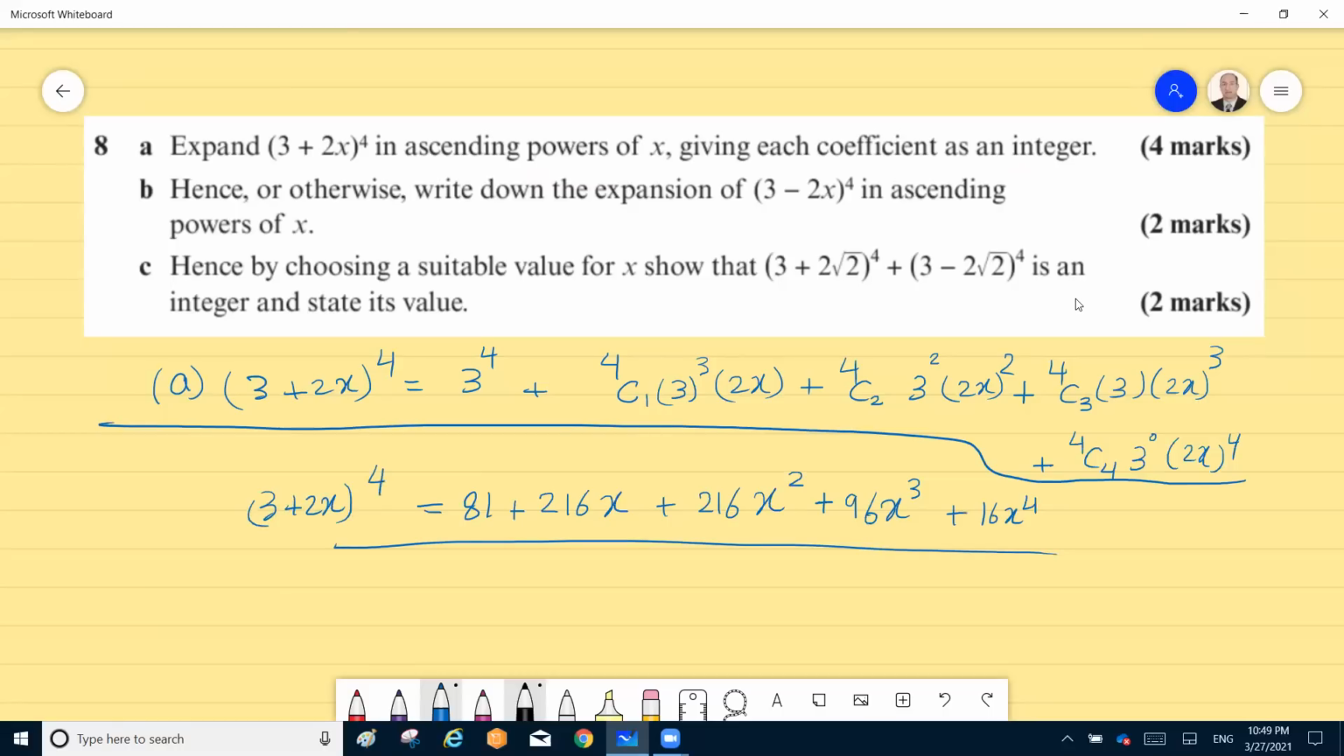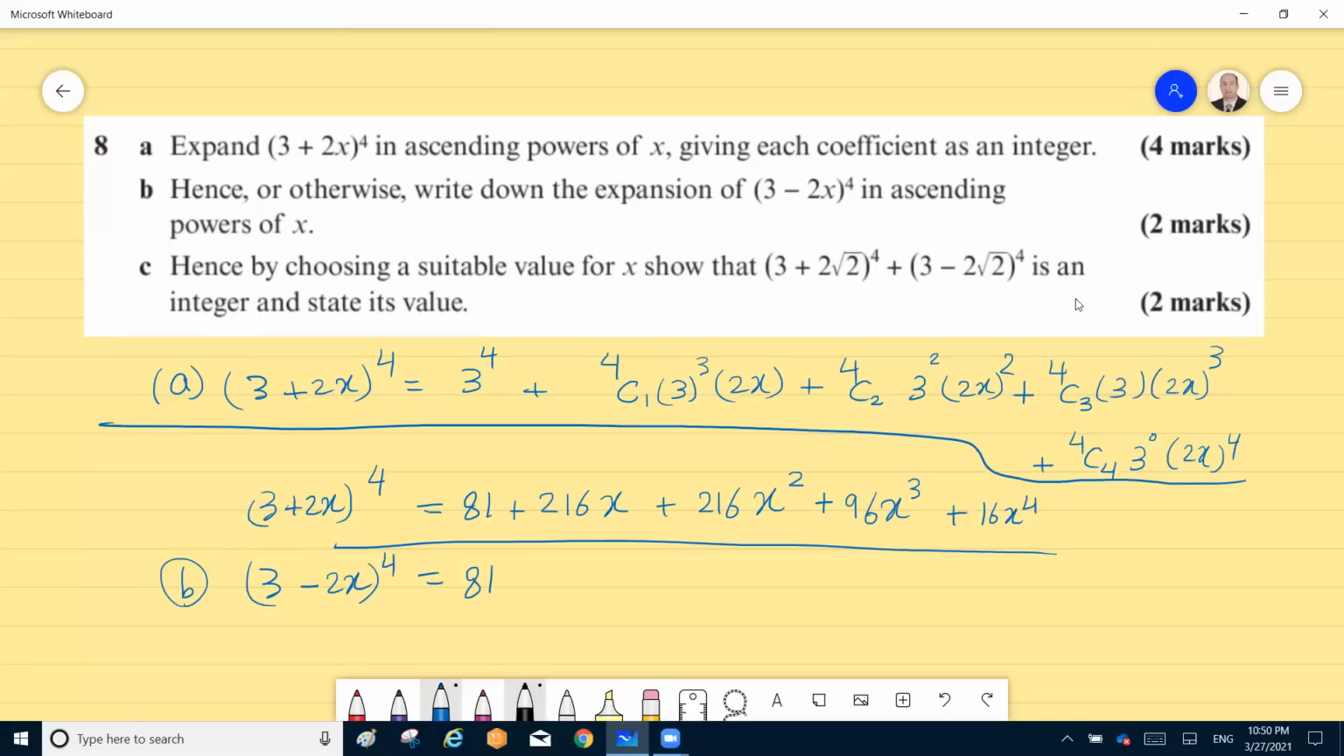This is number A. Hence, by choosing a suitable value for x, show that this plus this is an integer and state its value. Look at this part now. Hence or otherwise, sorry, I read number C, I'm sorry. Hence or otherwise, write down the expansion of 3 minus 2x to the power of 4. When the sign between the two terms of the binomial changes from 3 plus 2x to 3 minus 2x, simply write this one but change the sign of the second term, fourth and sixth and so on.